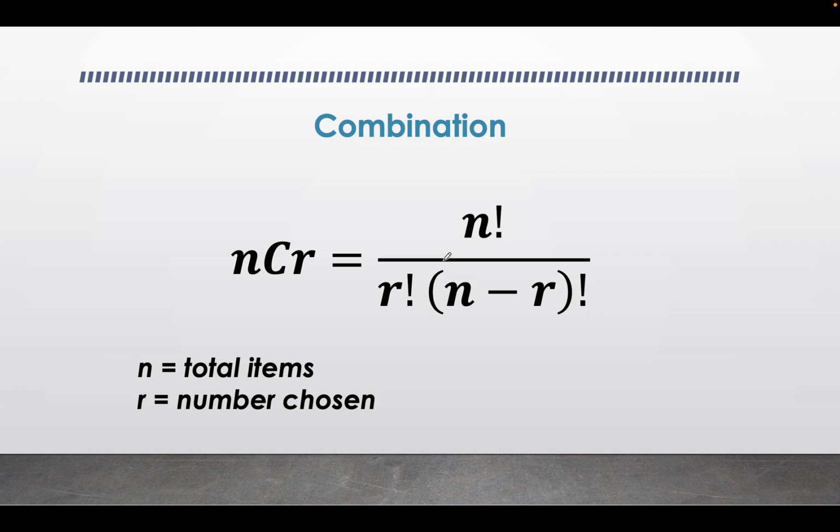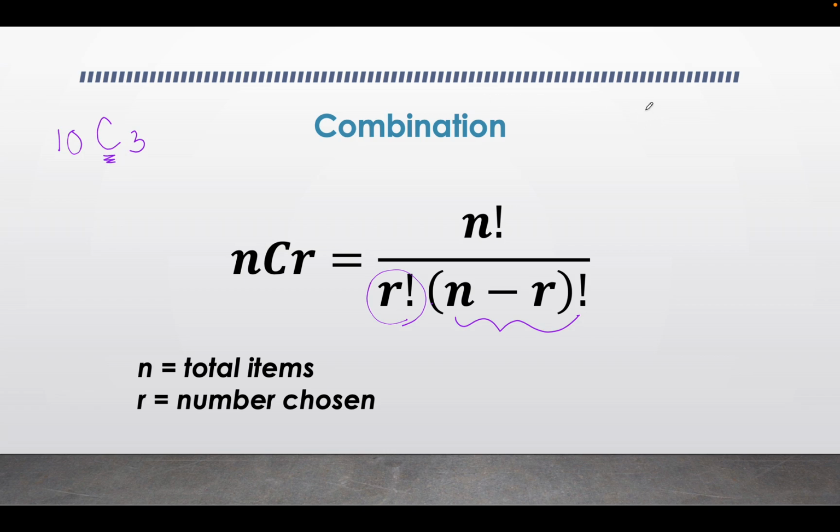Now let's look at a combination. This formula is a little bit different. We have n factorial over still n minus r factorial, but we're also going to multiply the denominator by r factorial. So let's try, I think we did 10 and 3 the first time. This time we'll do it again, but with a combination.